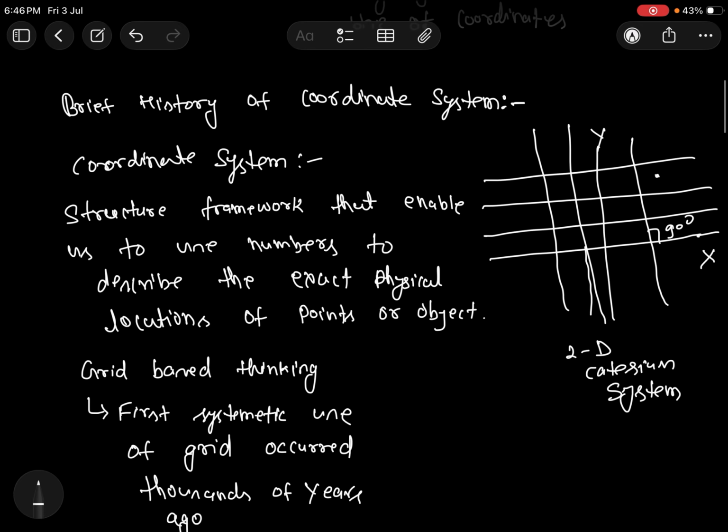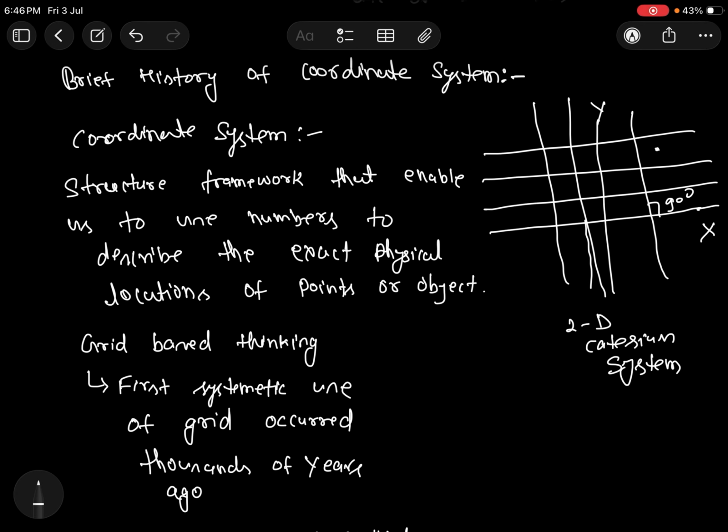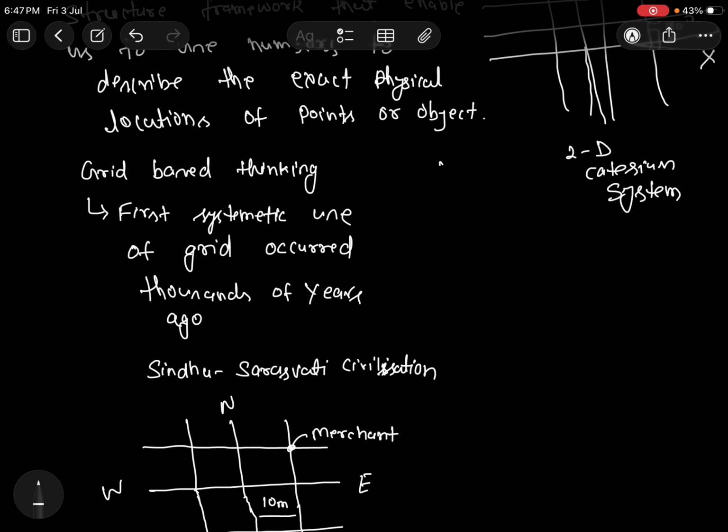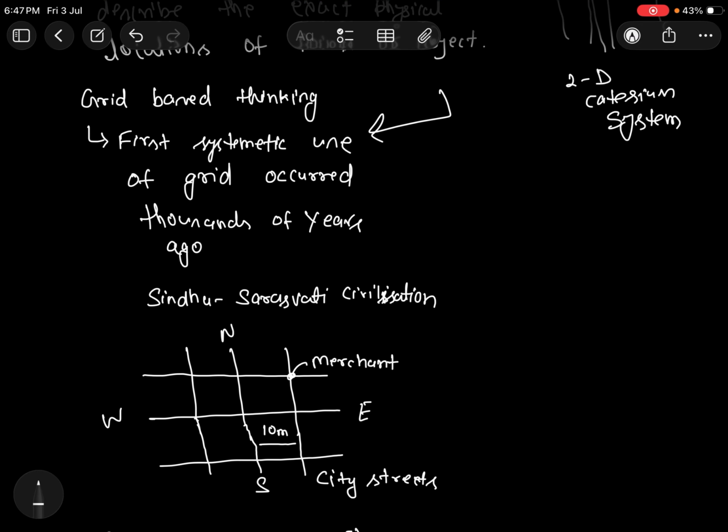So a coordinate system is a structured framework. Like today's coordinate system, we have grid patterns, grid structure, and we use particular numbers for describing the exact physical location of any particular point or object. So first understand how we started thinking of a grid-based system for describing the location of any particular point. The first grid system appeared thousands of years ago in the Sindhu Saraswati civilization.